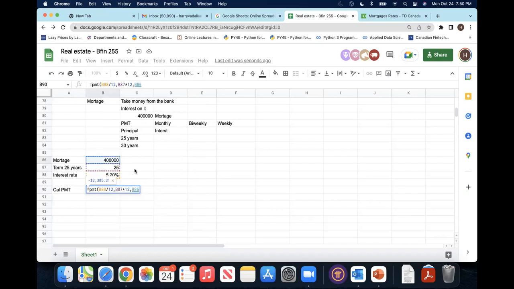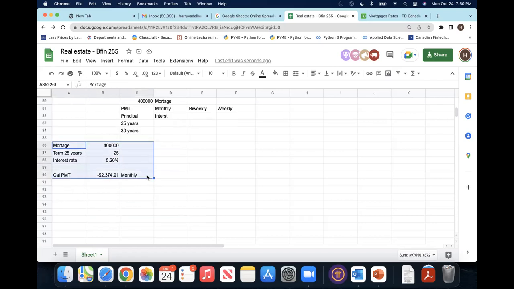Present value is this amount. Okay, future value of mortgage is 0 because you paid it back, and you paid, let's say, at the beginning of every month. So your mortgage payment will be $2374 right now. So this is another calculator that we have created that you can use for yourself. So just change the mortgage amount. So let's say 487,000 is the mortgage, 25 years term, 5.2% interest, 2800 is the mortgage payment. Okay, just change the numbers and it will calculate the approximate mortgage payment for you.